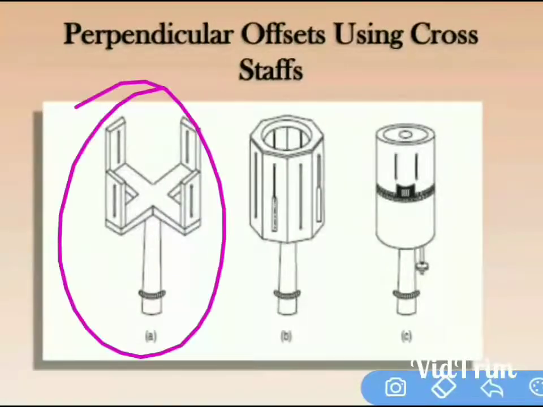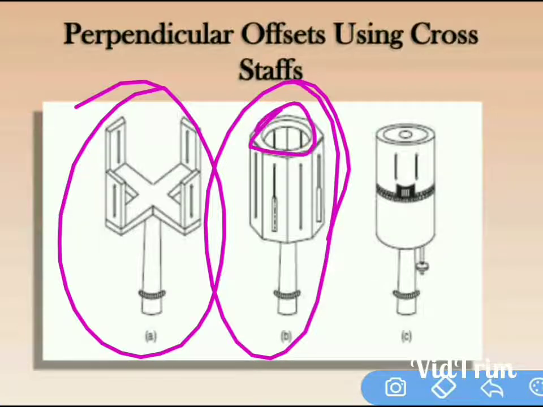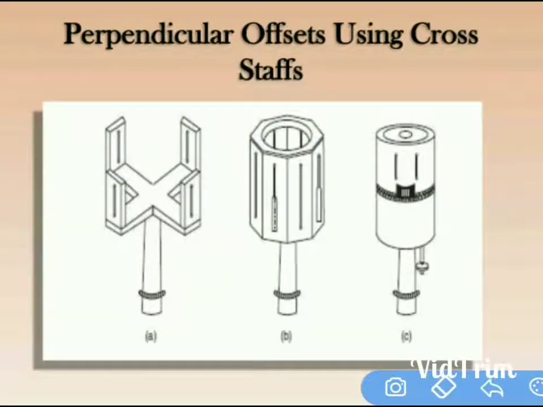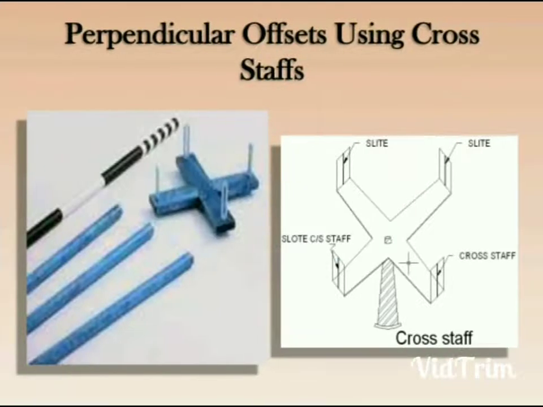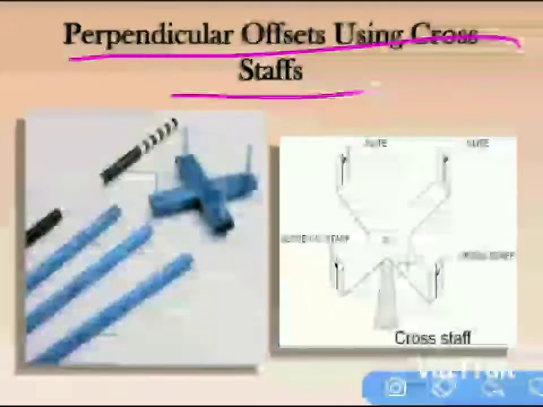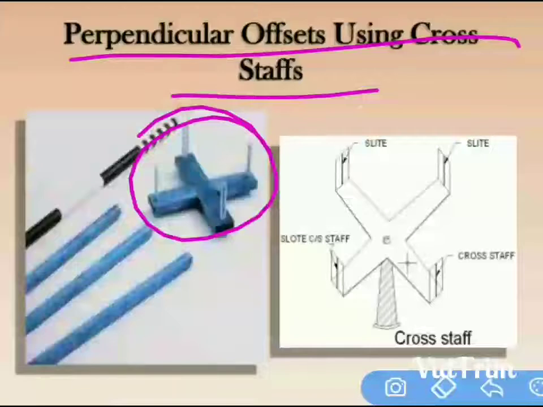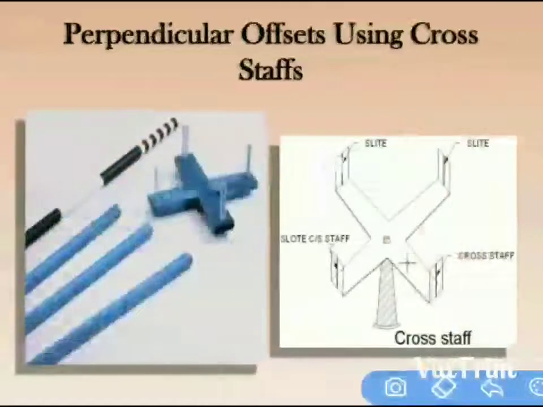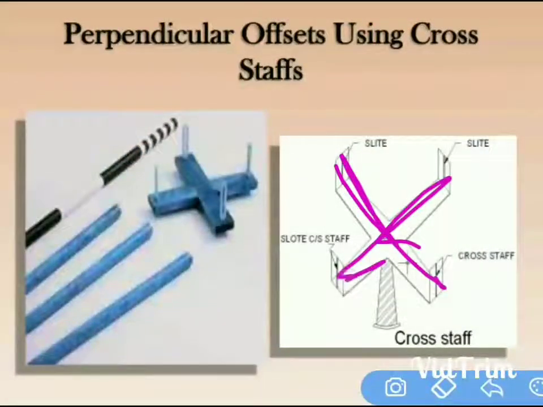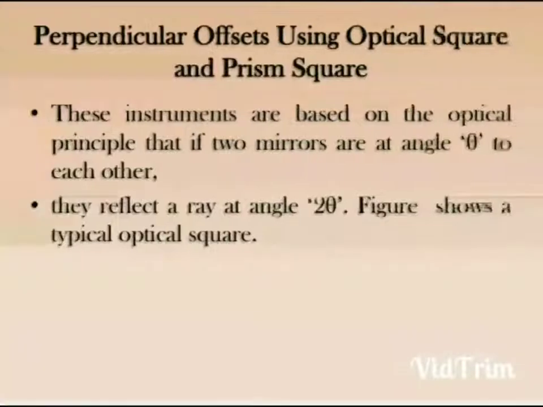Look here, this is the open cross staff, right? Clear? This is the French cross staff, octagonal shape we can observe here, right? Below inside we have prisms, right? Clear? This is the optical square, and the adjustable cross staff is also like this, right? Clear? Perpendicular offset by using cross staffs, right? This is the open cross staff or wooden cross staff, and also we have a slide. Cross staffs are like this, right? We can observe them in the field, in the lab also, right?